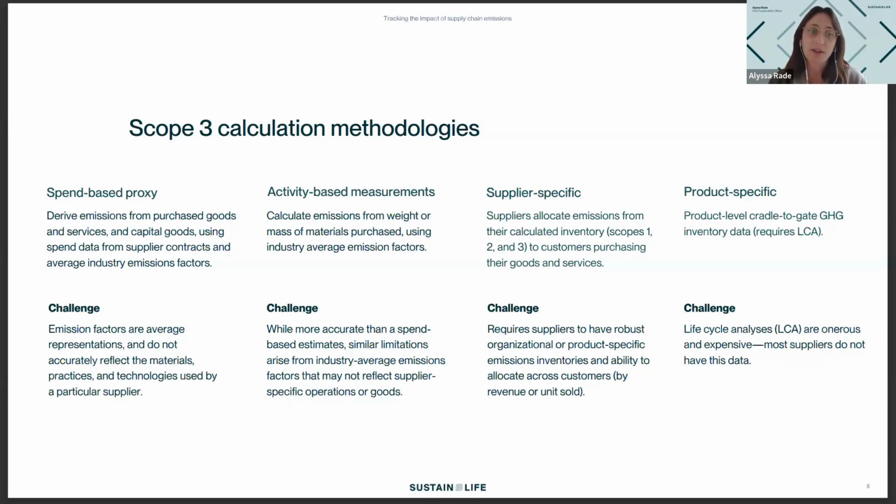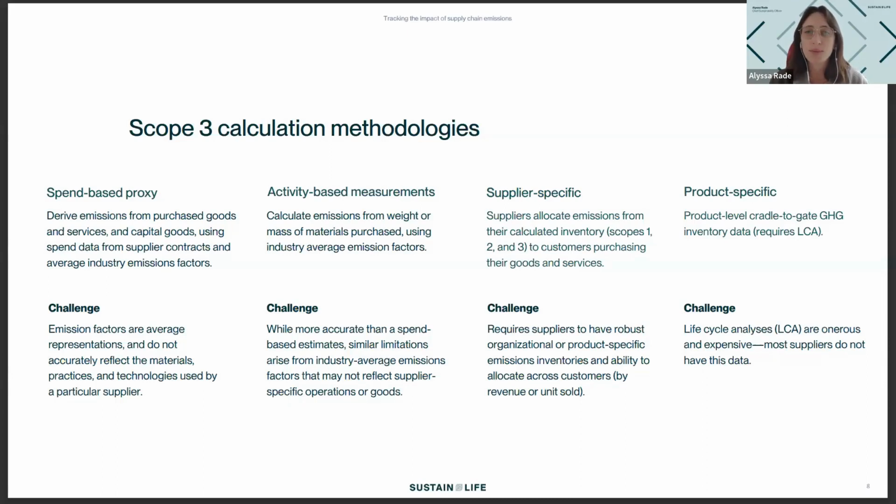And the last one I'll mention here is product specific. And this is the most precise, the most accurate and specific to what you're actually purchasing, but it requires a lot of data that frankly just isn't really reasonably available today at scale. So these are things like LCAs, life cycle analyses, and product level cradle to gate greenhouse gas inventory data. Those studies, as we know, can be onerous, they can be expensive.